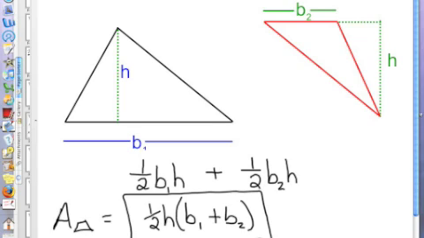Y'all get all this down, and we're going to look at, because as you know, it's not always that straightforward and easy, all the different ways that it can be presented to you.